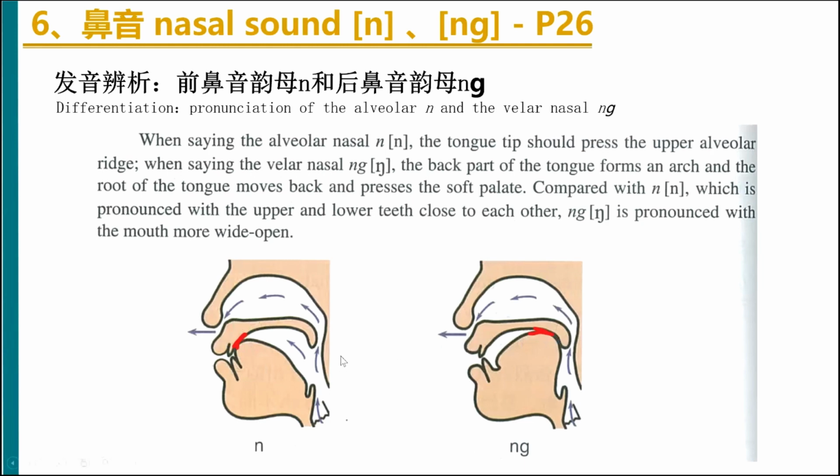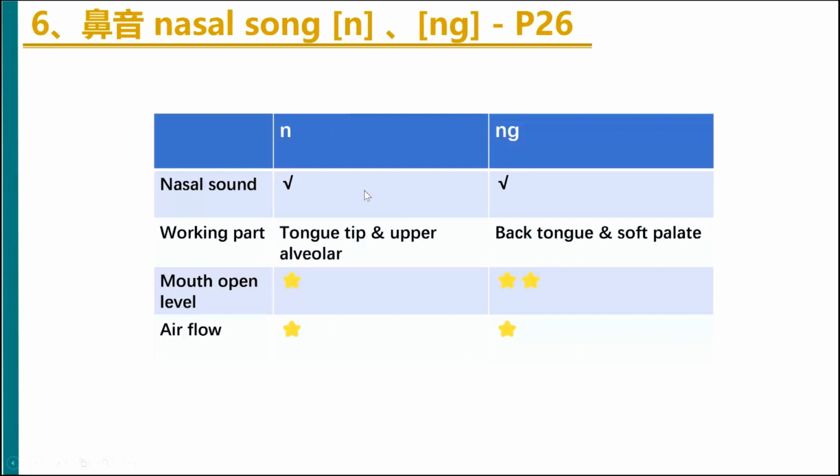Compared with N, which is pronounced with the upper and lower teeth close to each other, ong is pronounced with the mouth more wide open. Both of them are nasal sounds. The working part is our tongue tip and the upper alveolar ridge, while ong is the back of the tongue and soft palate. When we are speaking ong, the mouth opens wider, and the airflow is almost the same.